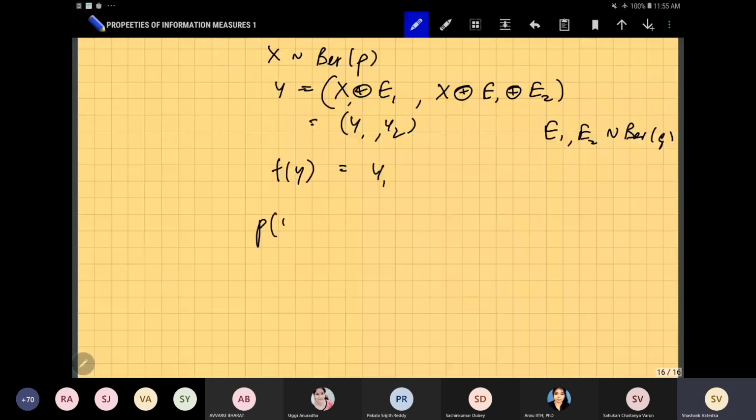So p of y given f of y and x, this is the same as p of y given f of y. Do you agree? Yes, sir. Correct, right? So in other words, x, f of y, and y form a Markov chain.